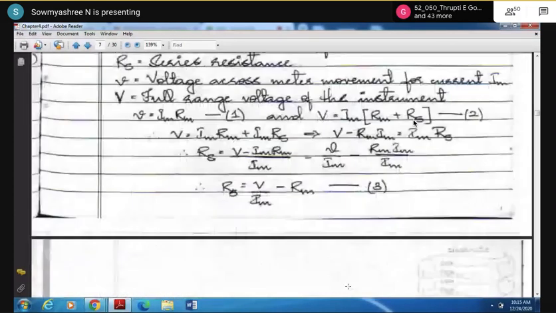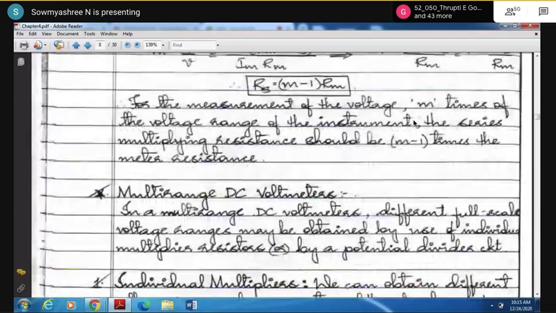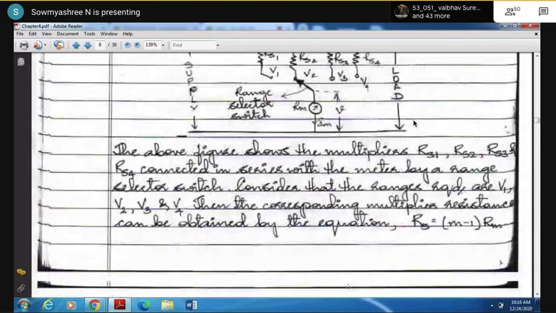So these things you have already studied, shunts and multiplier designs. So I'm not showing those things again.